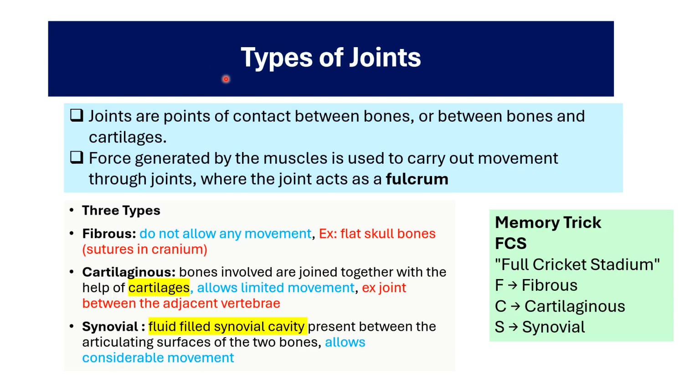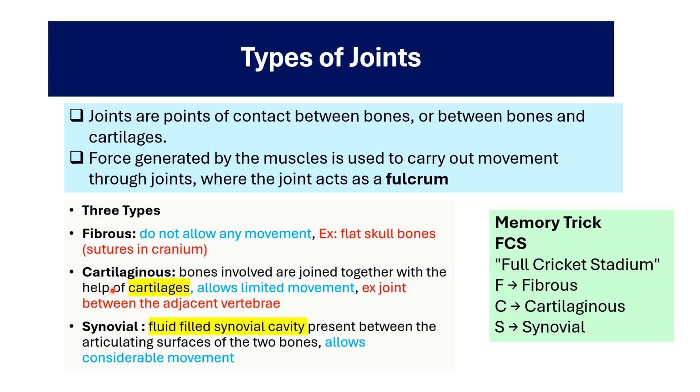Let's now talk about another important topic, that is joints. Joints are the points of contact between bones and bones or bones and cartilage. Whatever force the muscle is providing to carry out any movement is generated through the joints. Here, joints act as the fulcrum. There are 3 important types of joints. Fibrous joint, which is present in the flat skull bones or the sutures of the cranium. These typically do not allow any movement. They are just fixed.